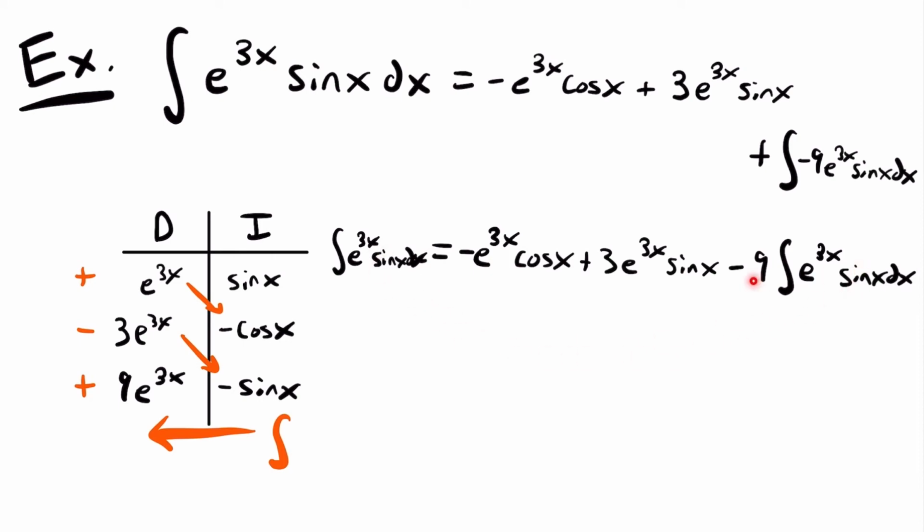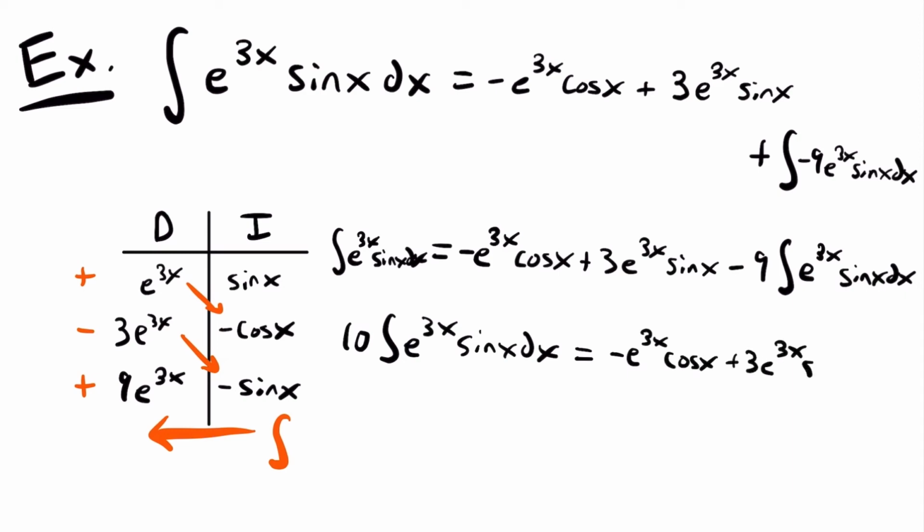We can add 9 times the integral of e to the power of 3x times sine of x dx to both sides of the integral and have 10 of those integrals on this side of the equation, and then we can just solve for that integral. And so if we do that, if we add 9 of these integrals to both sides of the equation, we'll have 10 times the integral of e to the power of 3x times sine x dx is equal to these two terms. So we'll have negative e to the power of 3x times cosine of x plus 3 times e to the power of 3x times sine of x.